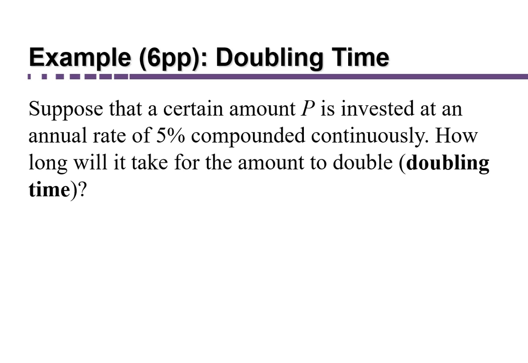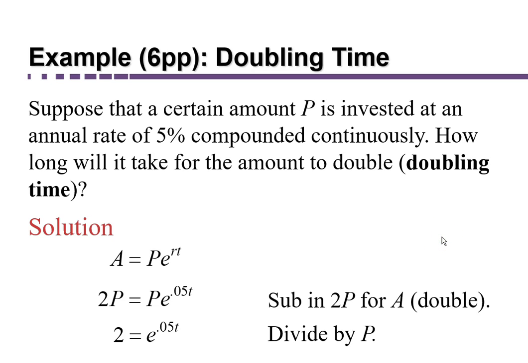All right, this is example 6, doubling time. Suppose that a certain amount P, which is your principal, is invested at an annual rate of 5%, compounded continuously. How long will it take for the amount to double? That is the doubling time. So that's the background. And here is our equation. And I'll work it out for you as well.